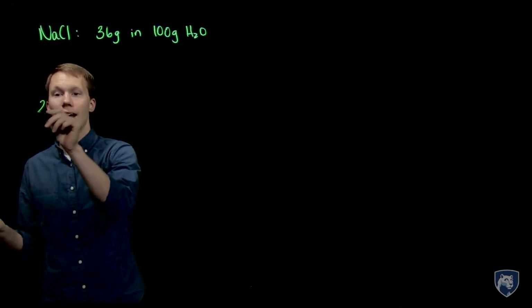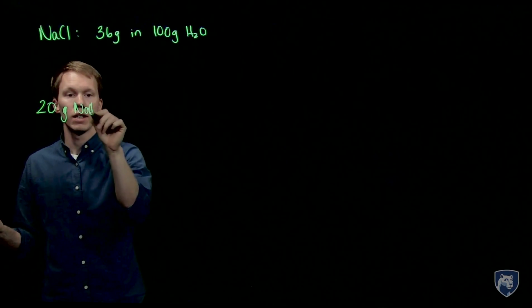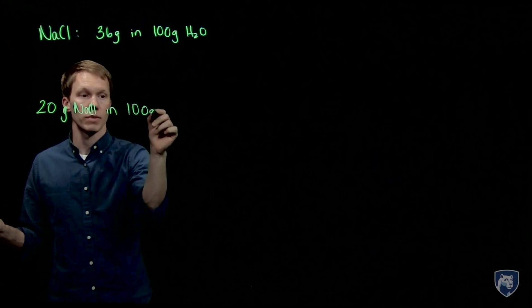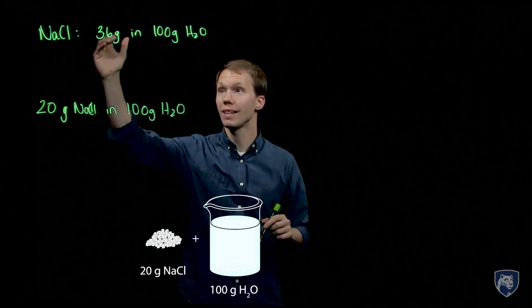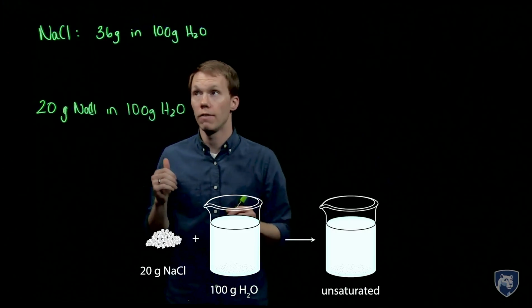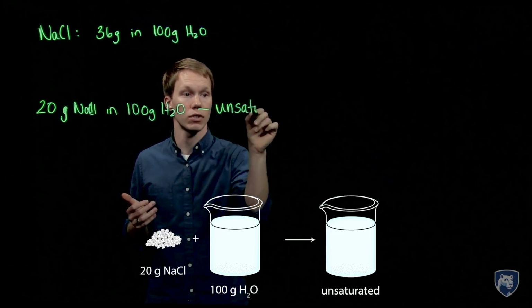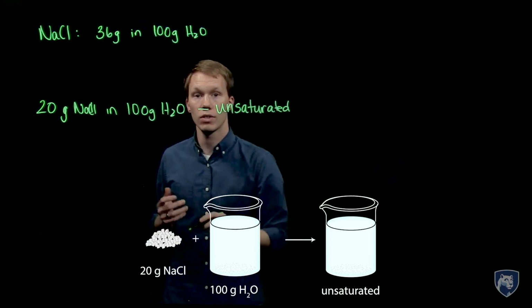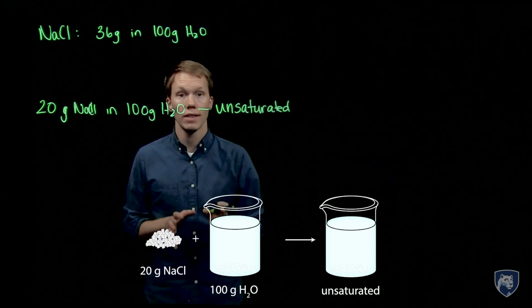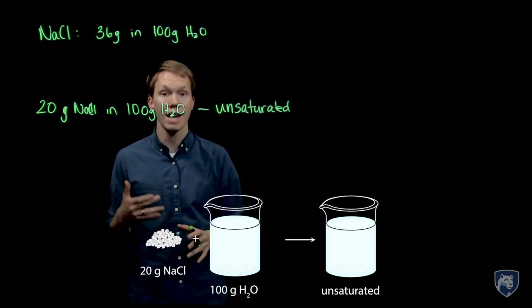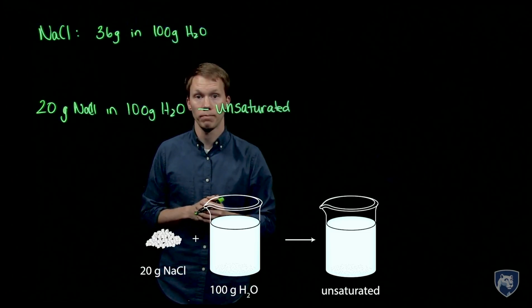But let's say that I took 20 grams of NaCl in 100 grams of water. This would be completely soluble because it's less than the maximum amount of solid that dissolves, so this is termed an unsaturated solution. And an unsaturated solution is a solution where there is less dissolved than is possible. So less than the maximum amount of solute is dissolved in that unsaturated solution.